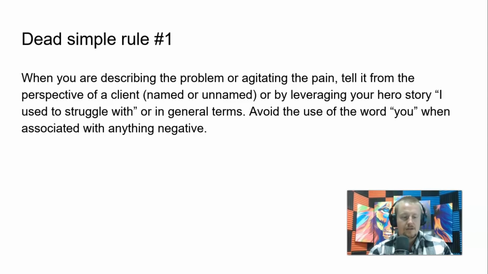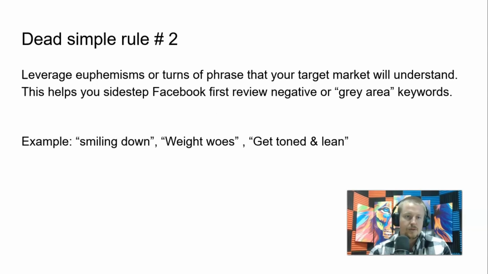We'll explain it a little bit later, but basically they want the users on their Facebook accounts to have an enjoyable experience. So if you're calling people out and digging into their pain, that's going to take away from their enjoyable experience. All right, dead simple rule number two: leverage euphemisms or turns of phrase that your target market will understand. This helps you sidestep Facebook's first negative review or gray area keywords. Examples: smiling down, weight woes, get toned and lean. So instead of saying weight loss, you'll say weight woes, and this is a way to get around it.